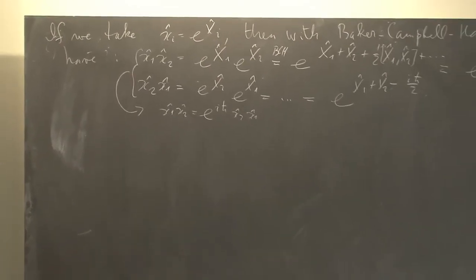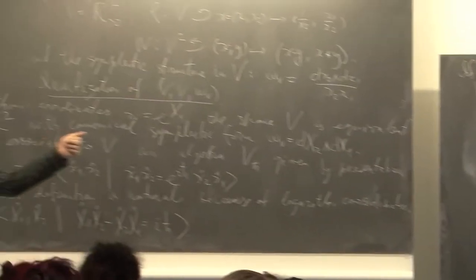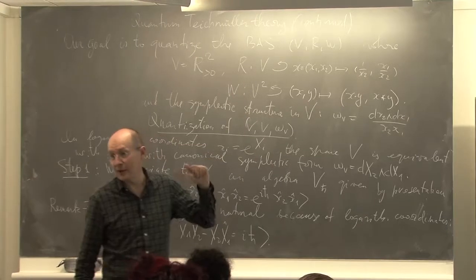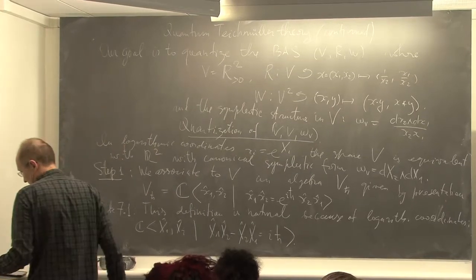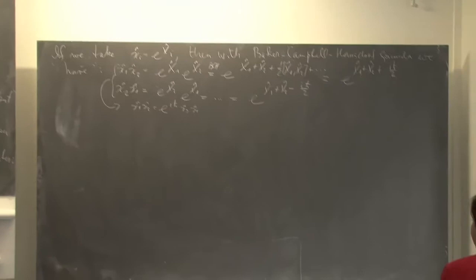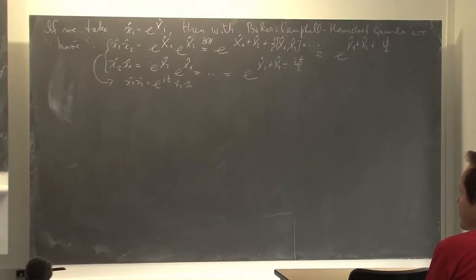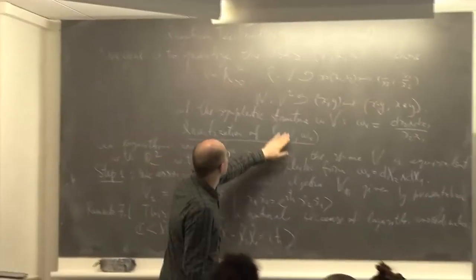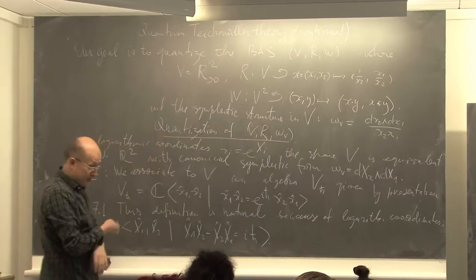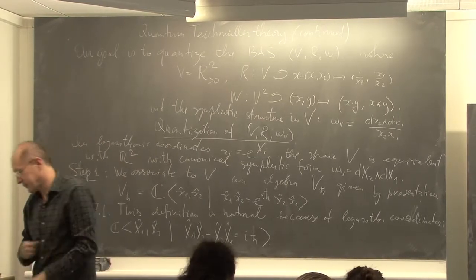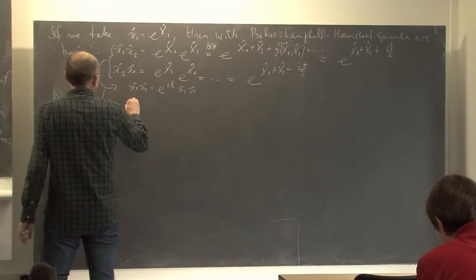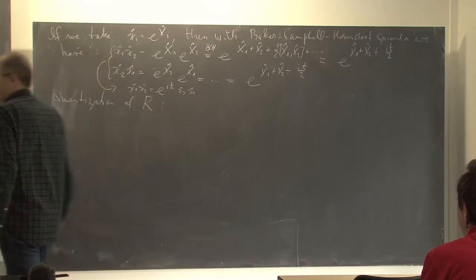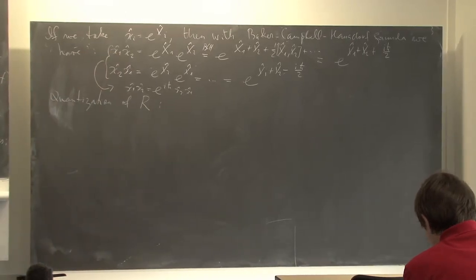And so this principle of referring to logarithmic variables to get formulas for non-logarithmic variables will be the basic principle we will be following in the rest. Okay, so now if we look at the quantization procedure, we have a symplectic morphism R, which we want to quantize. So quantization of R. And the general formula tells us what?